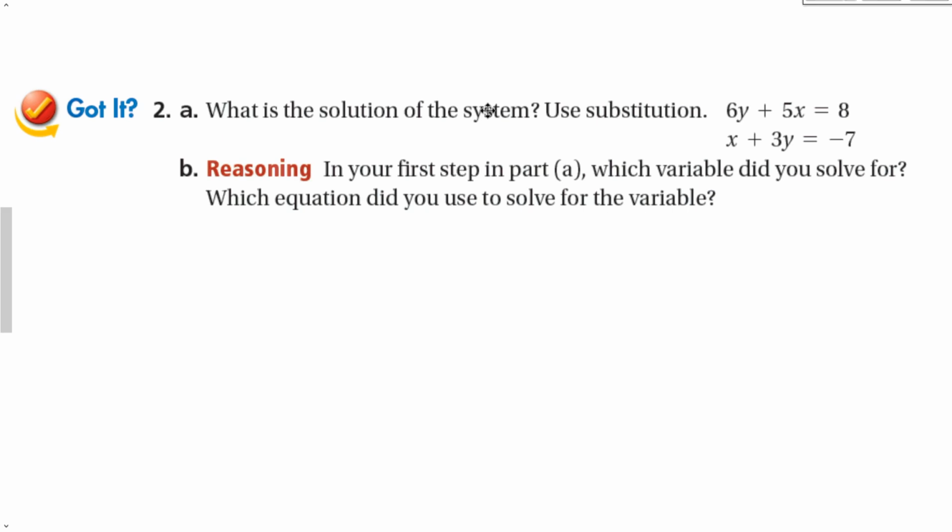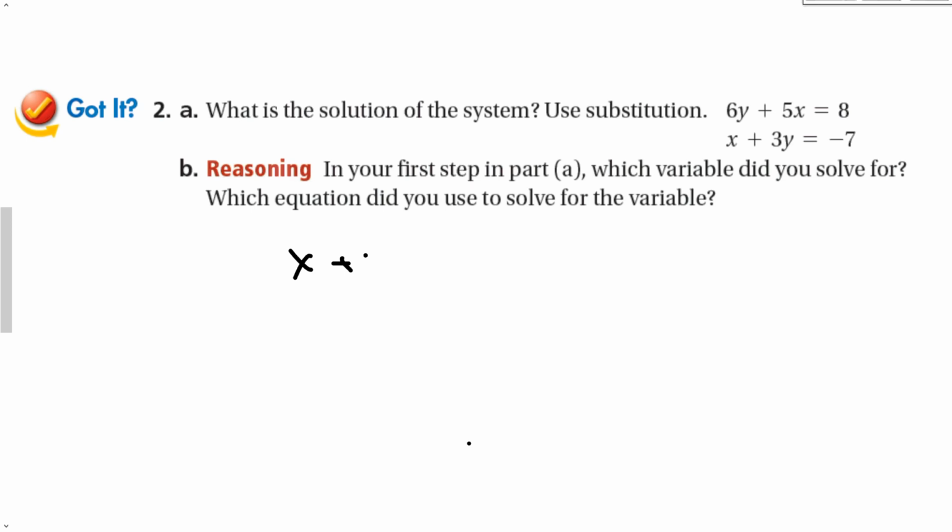So what's the solution to the system? Use substitution. And in your first step, which variable did you solve for? Okay. So when I look at this, 6y, 5x, 3y, and an x by itself. So the easiest one to solve for is probably that x by itself. Now, I could get this y by itself by subtracting 5x and dividing by 6. That's going to give me fractions, okay, or decimals. Not the best idea when you're trying to solve these systems. So, look for the letter that is by itself.